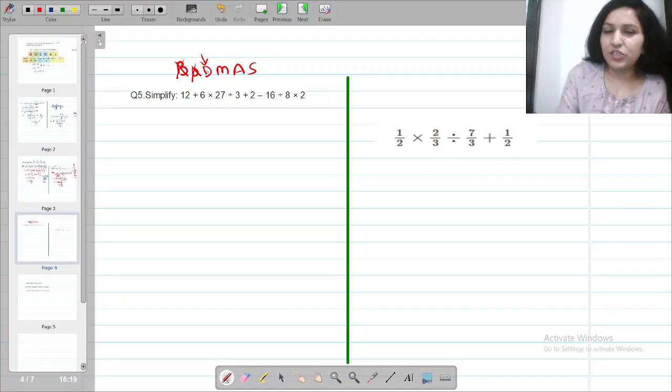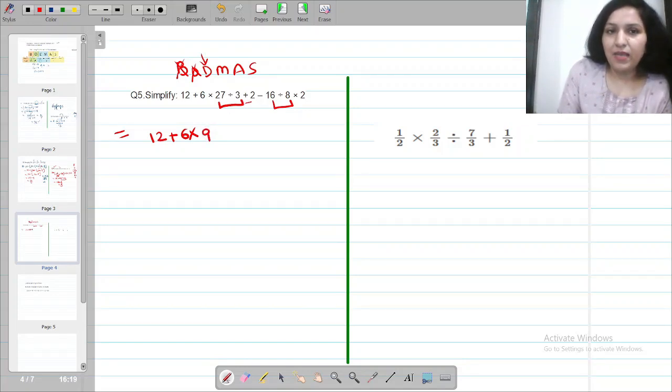Now wherever there is division, first you divide. Division is there between these two numbers and these two numbers. Let's make the task easier. Do not get confused. Start with 12. Do not add anything in a hurry. First of all, division has to be simplified. Plus 6 multiplied by, now stop. I will not write 27 because 27 is getting divided by 3. How much is that? 27 divided by 3. Is it 9? That's correct.